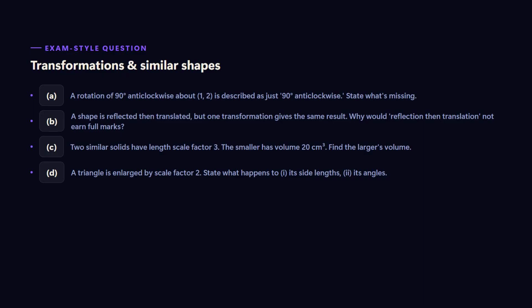Part B. A shape is reflected and then translated to reach its final image, but a single transformation would achieve exactly the same result. Explain why describing it as reflection then translation would not earn full marks if the question specifically asks for the single transformation. Part C. Two similar solids have a length scale factor of 3. The smaller solid has a volume of 20 cubic centimeters. Calculate the volume of the larger solid. Part D. A triangle is enlarged by scale factor 2. State what happens to its side lengths and separately to its interior angles.